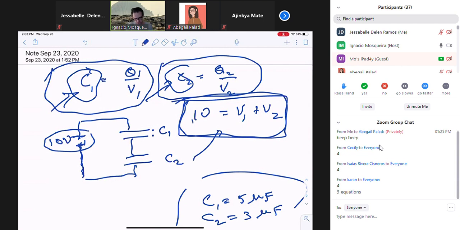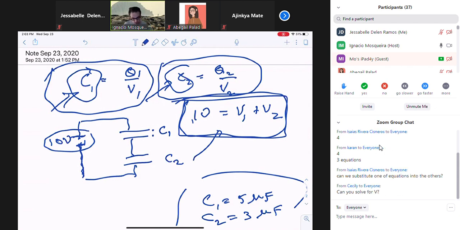So the question is, how do I find all the information about this circuit? This is a circuit you could build in the lab. So how do I find out the information for this circuit? Yes, of course. We can, but you can do whatever you want. But again, you have 3 equations and 4 unknowns.